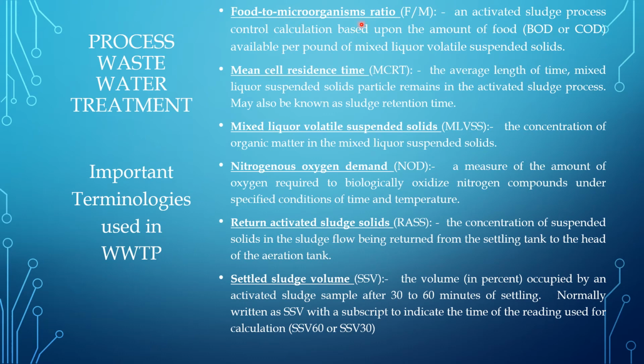Food to microorganism ratio, F/M ratio: an activated sludge process control calculation based upon the amount of food, that is BOD or COD, available per pound of mixed liquor volatile suspended solids, that is called F/M ratio. Mean cell residence time, MCRT: the average length of time a mixed liquor suspended solid particle remains in the activated sludge process. This may also be known as sludge retention time.